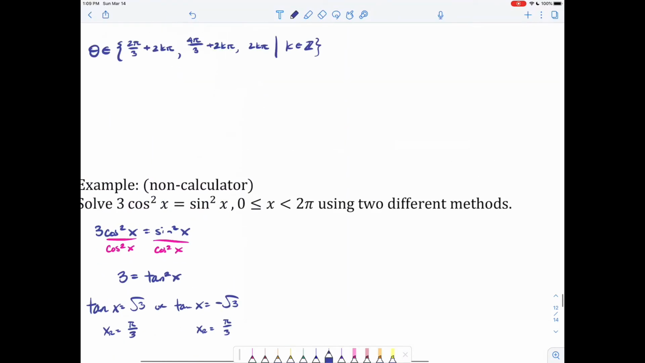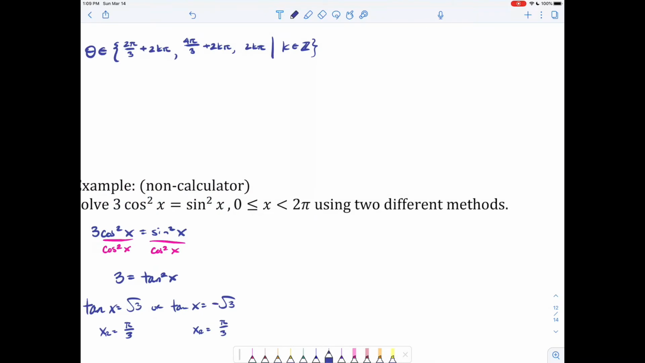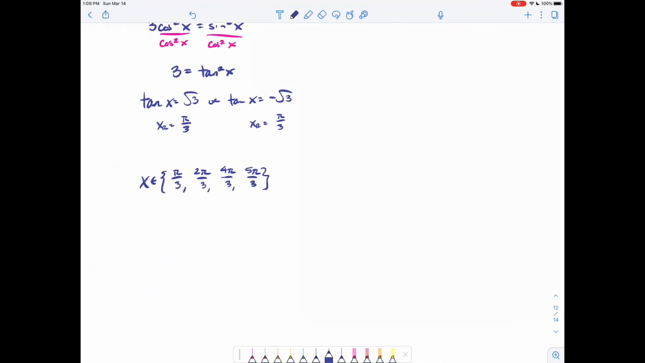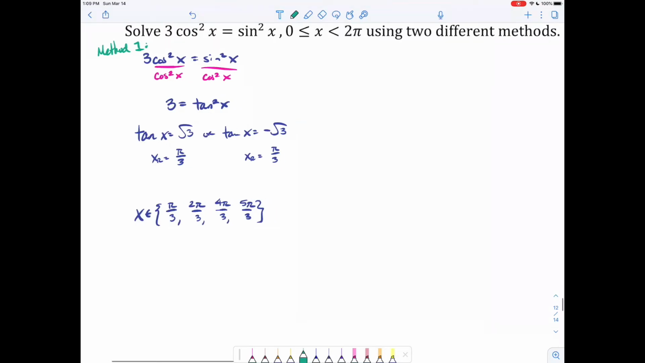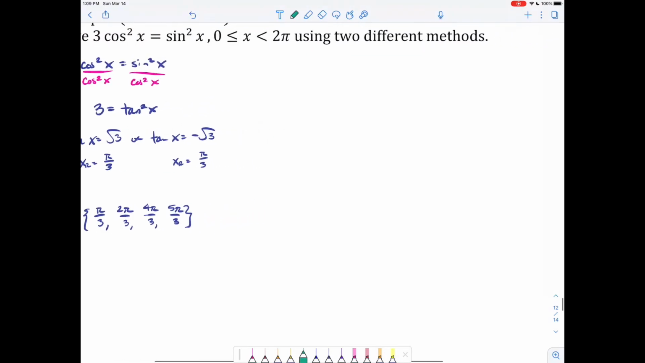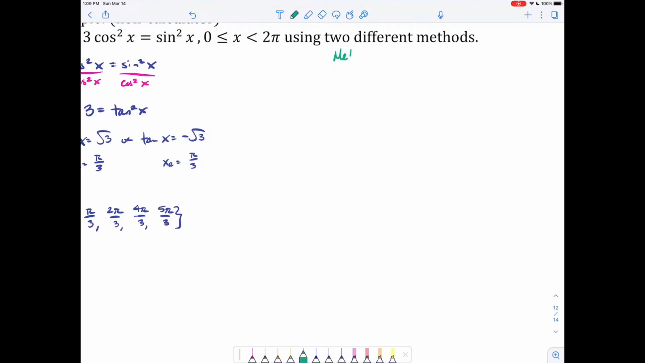How far are we going? Just up to 2 pi. So that is done. That's one method. There's another way to go about doing this, though, because we do have a way to relate sine and cosine when they are both squared.